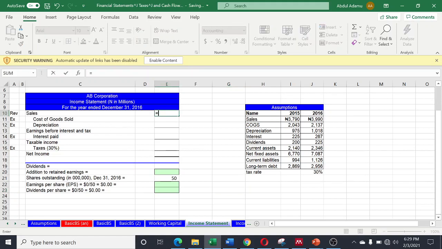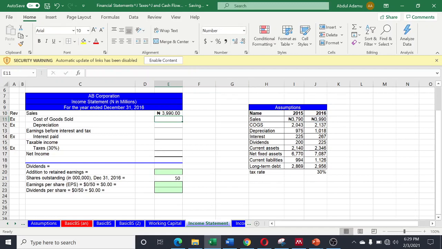For sales, this is equal to the 2016 value. This is the sales value. Bring it there. Cost of goods sold equals to, this is the value. Depreciation equals to, this is the value for 2016. Then earning before interest and tax is sales less cost of goods sold and depreciation.